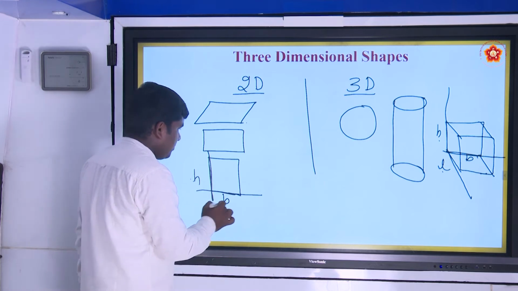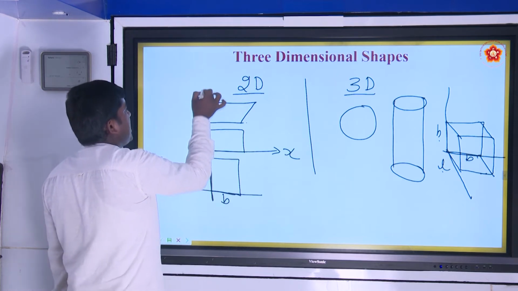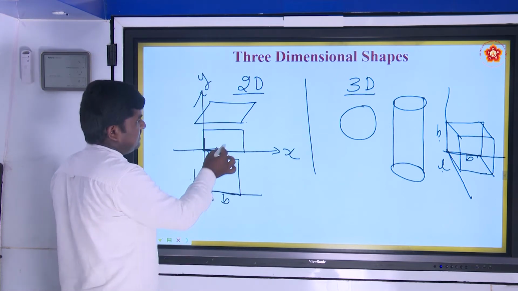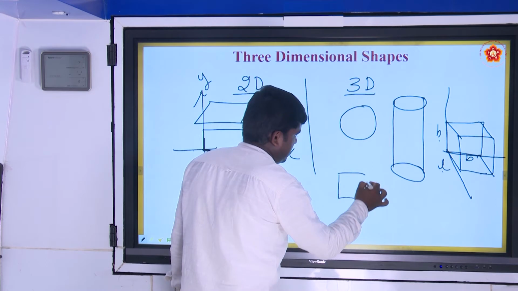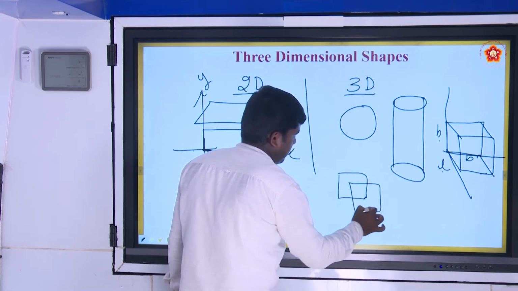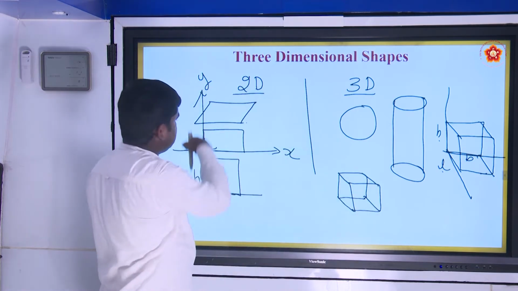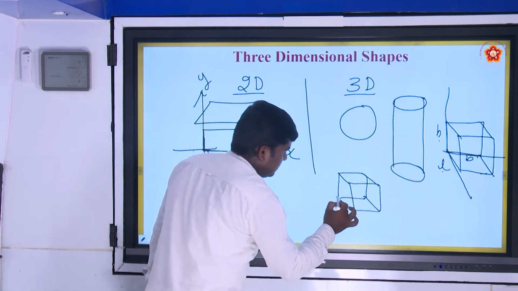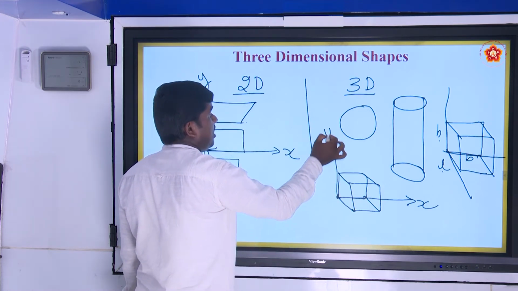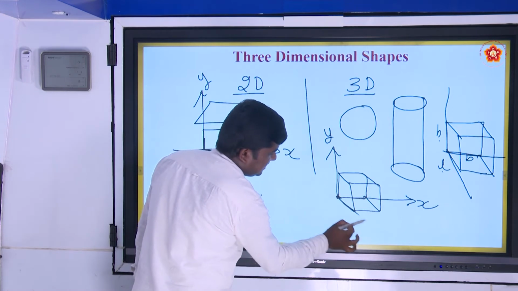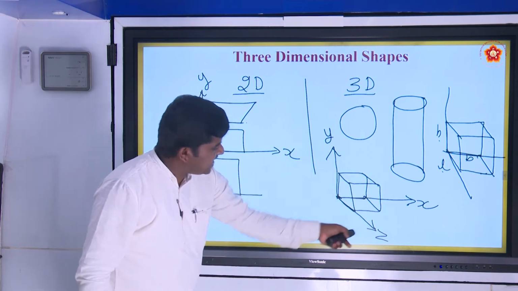And also it can be represented in, see, this is the x axis and this is the y axis. Only 2 axes in 2-dimensional. But in 3-dimensional, see, suppose, I will write another cube. See, here x and y axes are there, but here see, this is the x axis, yes, this is the y axis, and also another axis is there, that is the z axis. This is the z axis. 3 axes are there in 3-dimensional.